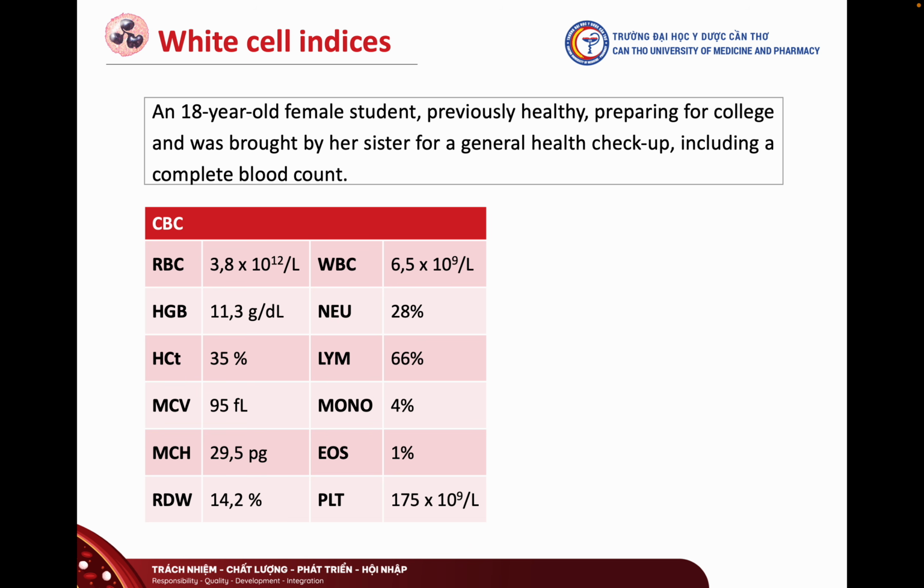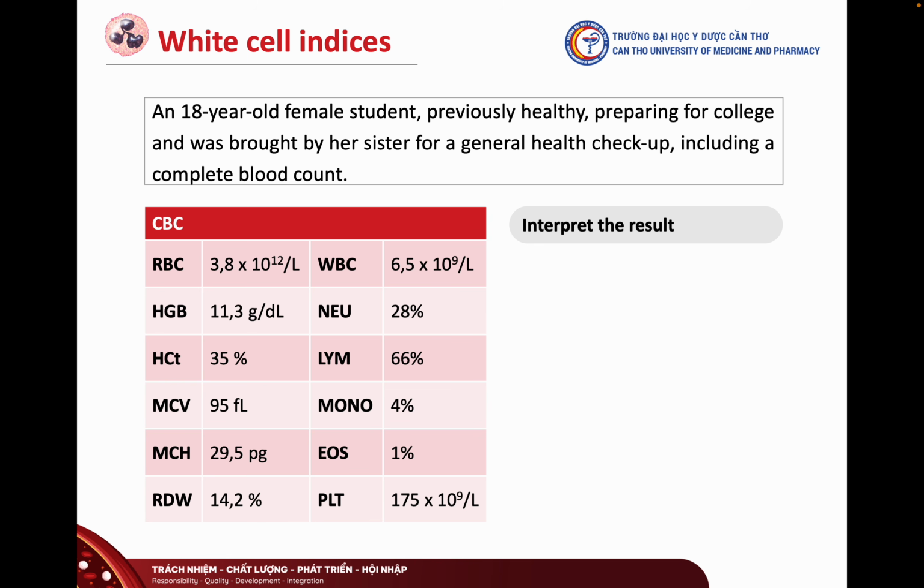Now, let's take a look at this case. We have an 18-year-old female student, previously healthy, coming in for a general health checkup before starting college. Let's analyze her CBC. The hemoglobin is 11.3 grams per deciliter, with the MCV at 95 femtoliters, and the MCH is also in normal range. So this is a case of normocytic normochromic anemia.